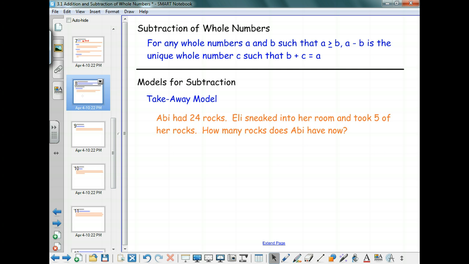All right, let's take a look at another one. So specifically, some subtraction stuff now. That last one led us into it.